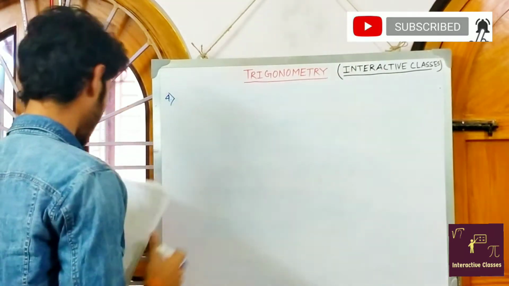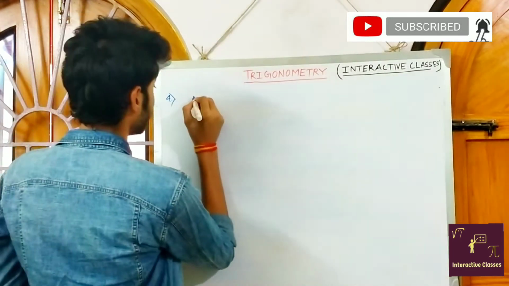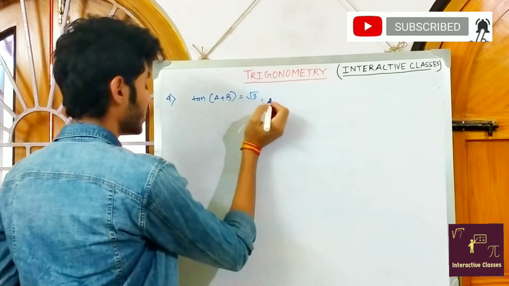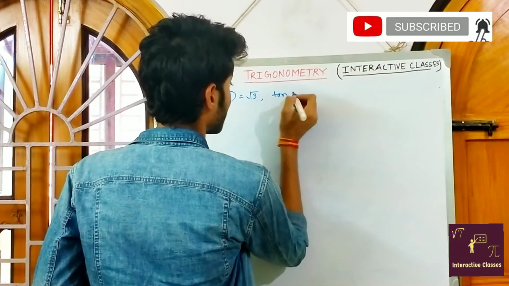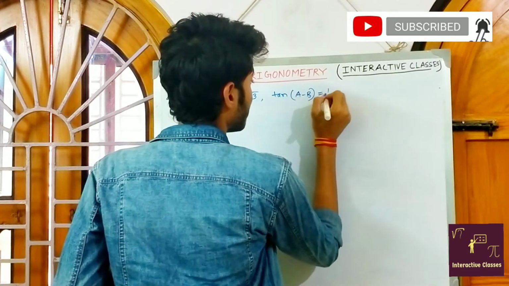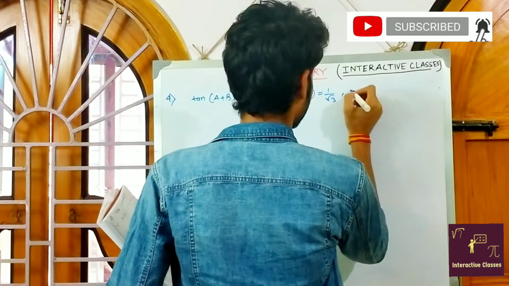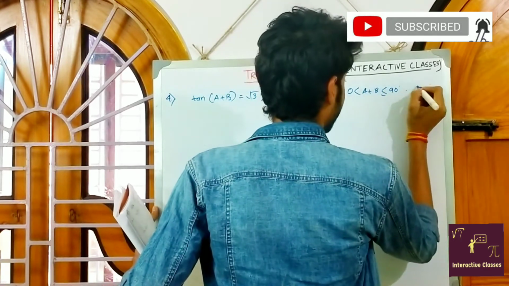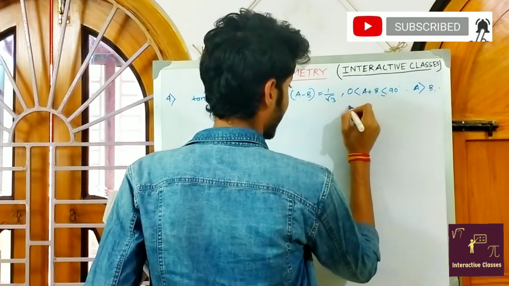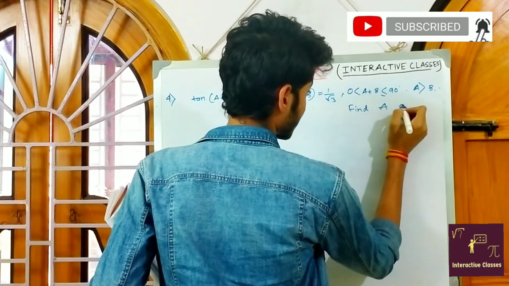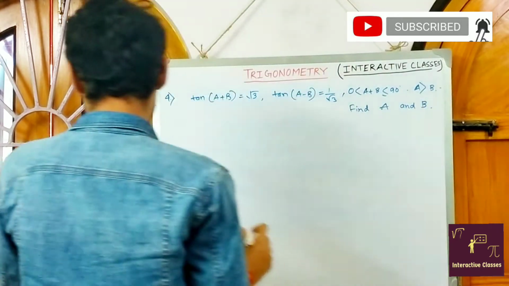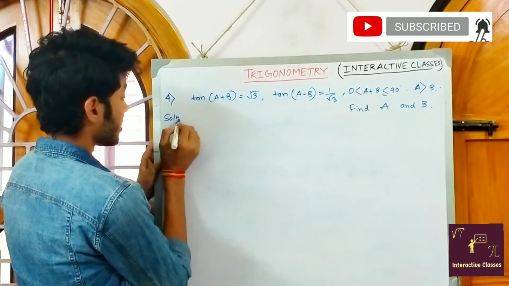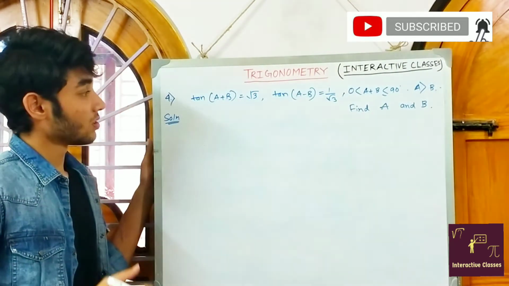Let us do another problem relating to the previous one. Tan a plus b given root 3, tan a minus b given 1 by root 3, and a greater than b. Find the value of a and b. So, like the previous sum, we will do in the same technique.